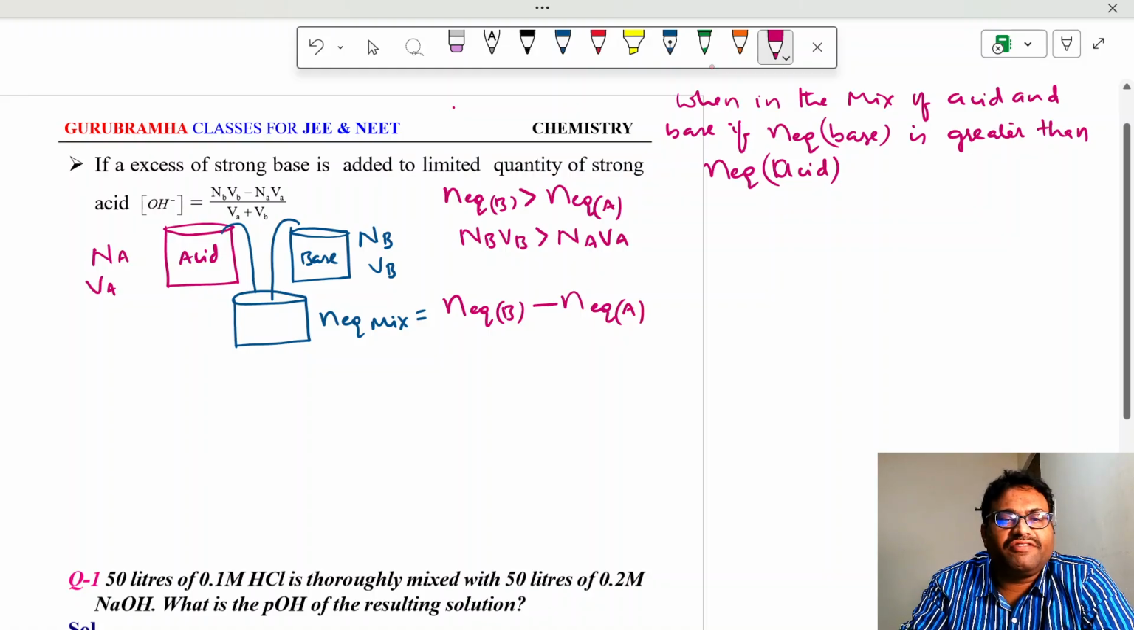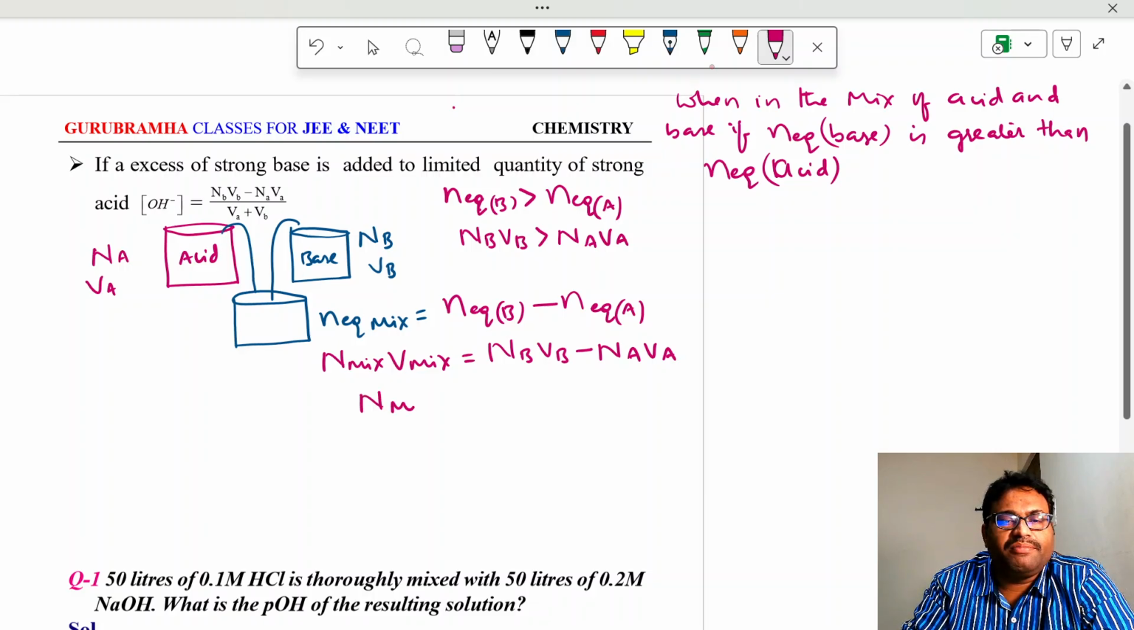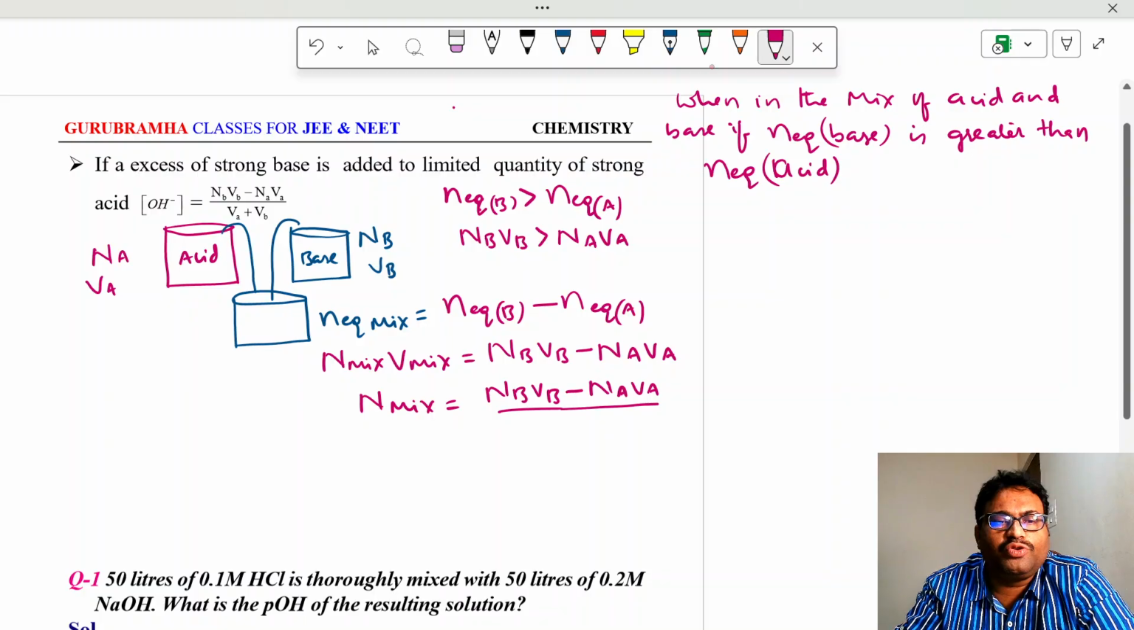So the number of equivalents of the mix means normality of the mix into volume of the mix is equal to, you have mixed these two solutions, so NbVb minus NaVa. So normality of the mix can be written as NbVb minus NaVa by the volume of the mix, meaning the two volumes you have mixed. Simply I can write Va plus Vb.